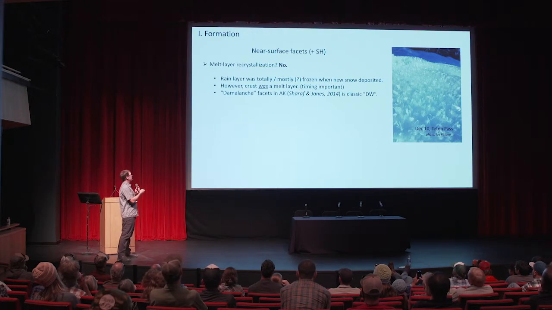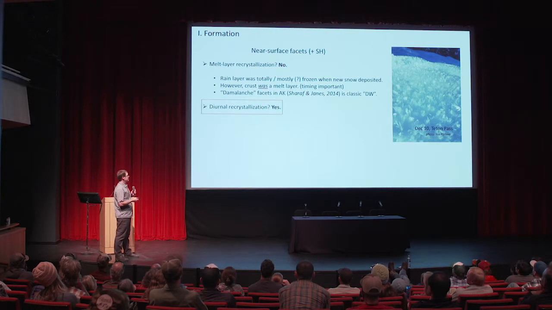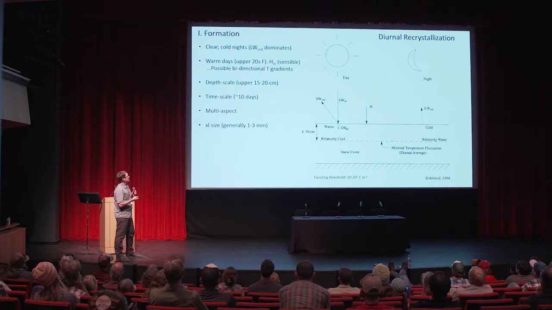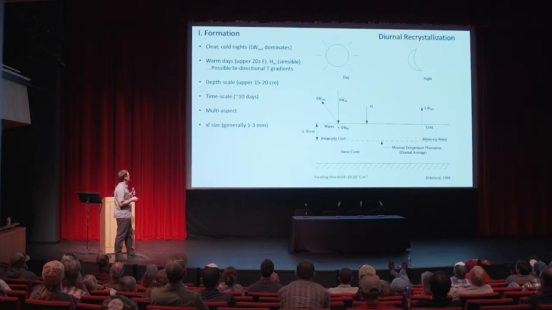And if anyone's familiar with this work, this would be more of a classic dry-on-wet melt layer recrystallization scenario, with a lot of rain and snow being put down on the wet layer directly. So diurnal recrystallization, in my mind, yes, this is the dominant process that we had going on during that drought period. So if we look at diurnal recrystallization closer, this is a figure out of a Carl Birkeland paper where he really tried to define a lot of the terminology for these processes.